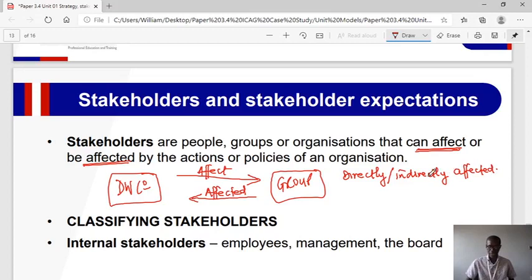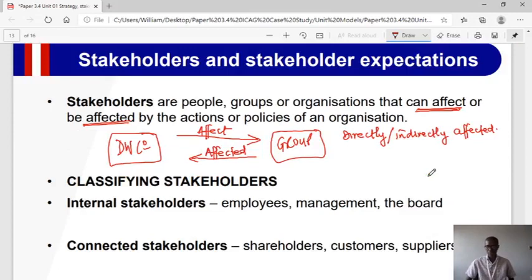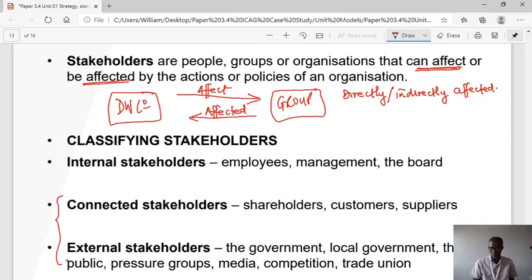Then we have classifying stakeholders. We have internal stakeholders, those who are within the organization, and they are, for example, employees, management, the board, the internal trade unions, and so on. Then we have connected stakeholders, those who are most affected by the organization activities. Though they are external, they are most affected.